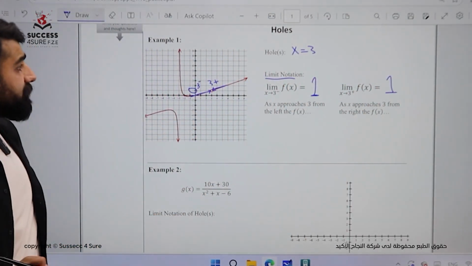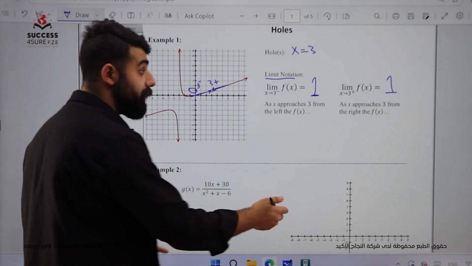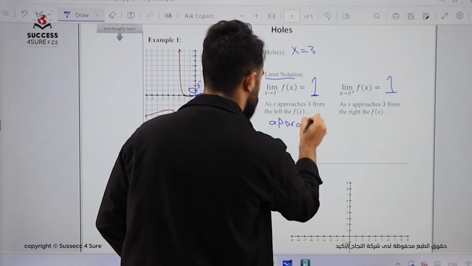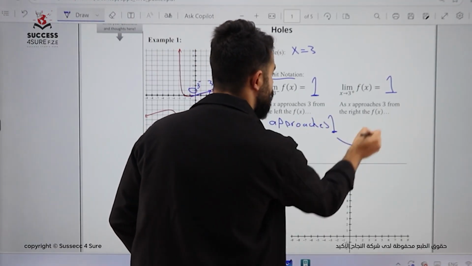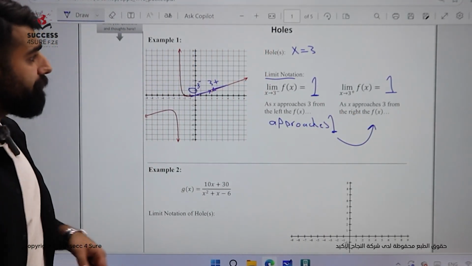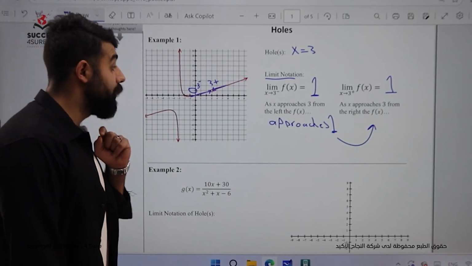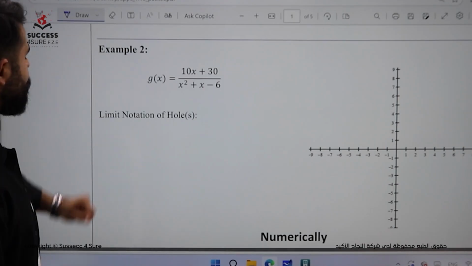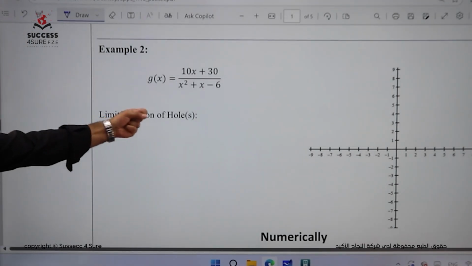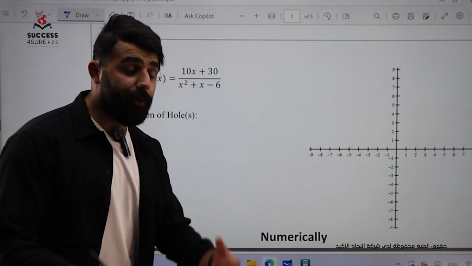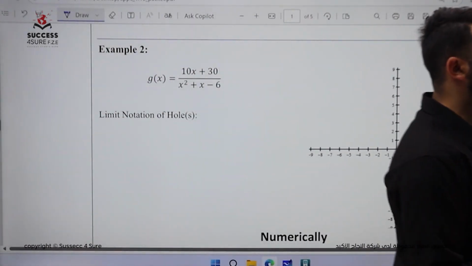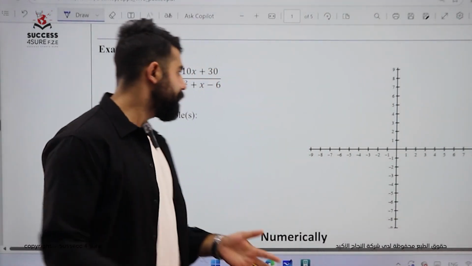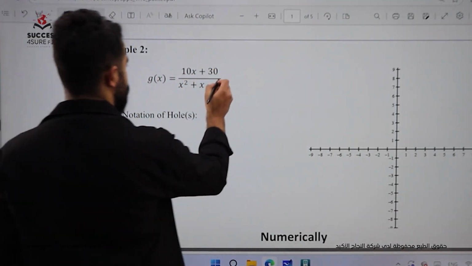And you can see this on the graph. As x approaches 3 from the left, f of x approaches 1, as well as here, as x approaches 3 from the right side, f of x is also approaching 1. To understand this, look at this example. Example 2: we need to find the limit notation of holes. In order to find it for any given function, you need to simplify your function first.